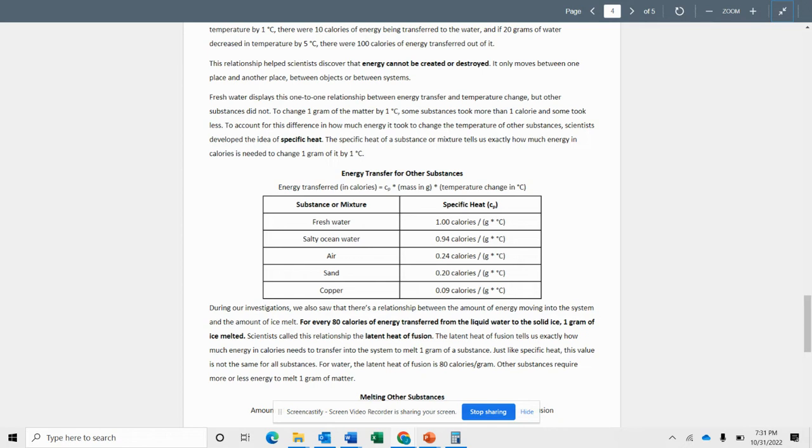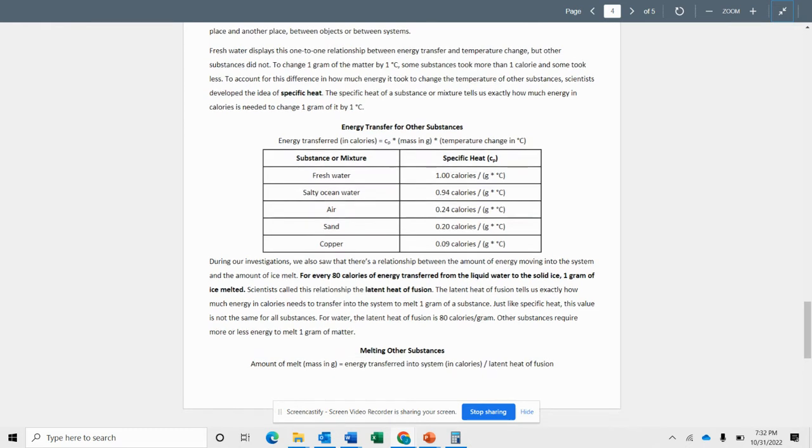One thing we talked about in class was this word calories. And remember, there's little c calories and there's big C calories. Big C calories are what you're used to seeing on food labels. There are 1,000 little c calories in one big C calorie. So 1 little calorie is 1,000th of a food calorie, essentially. But you can see here on the table, there's different substances and their specific heat values.